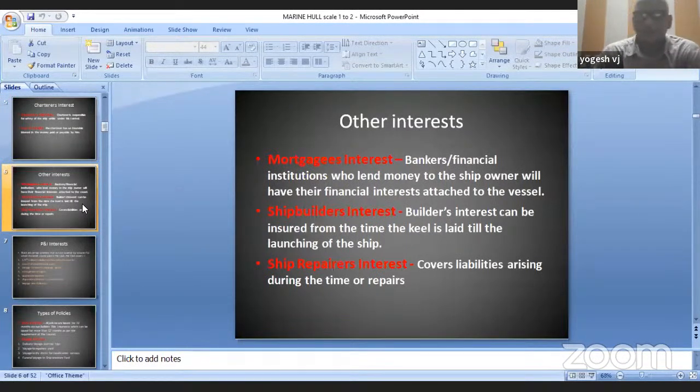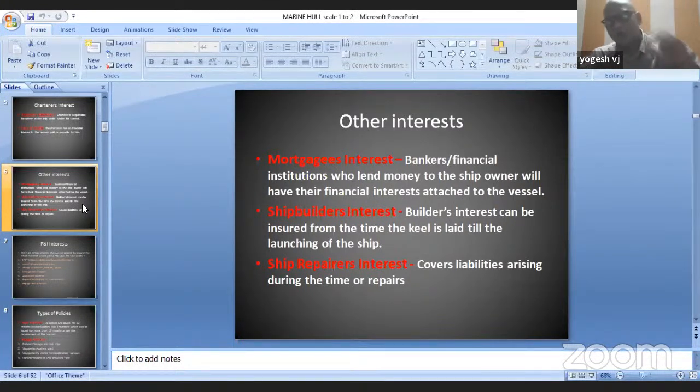Other interests is mortgagee's interest. See, the bankers and financial institutions who lend money to the ship owners will have their own financial interest attached to the vessel. If something happens to the vessel, the claim will be paid to the mortgagee. Now, shipbuilder's interest. Now, let us assume that an XYZ company wants to build its own vessel. Its own vessel. So, do you know who are the shipbuilders of the nation? Shipbuilders to the nation are Mazagon Dock.